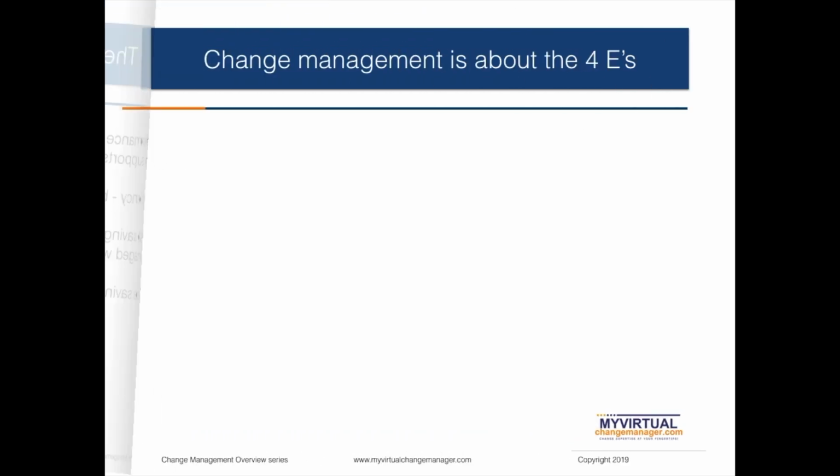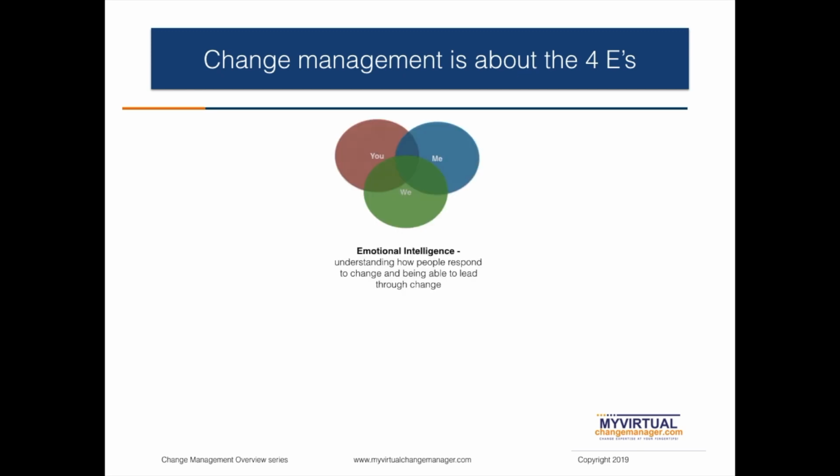Now let's go into the E's, and we actually have 4 E's for you today. One is emotional intelligence. So this is really the skill and fundamental of understanding how people respond to change, being able to lead through change. This is one of the core 4 E's in any change program that you need to pay attention to.